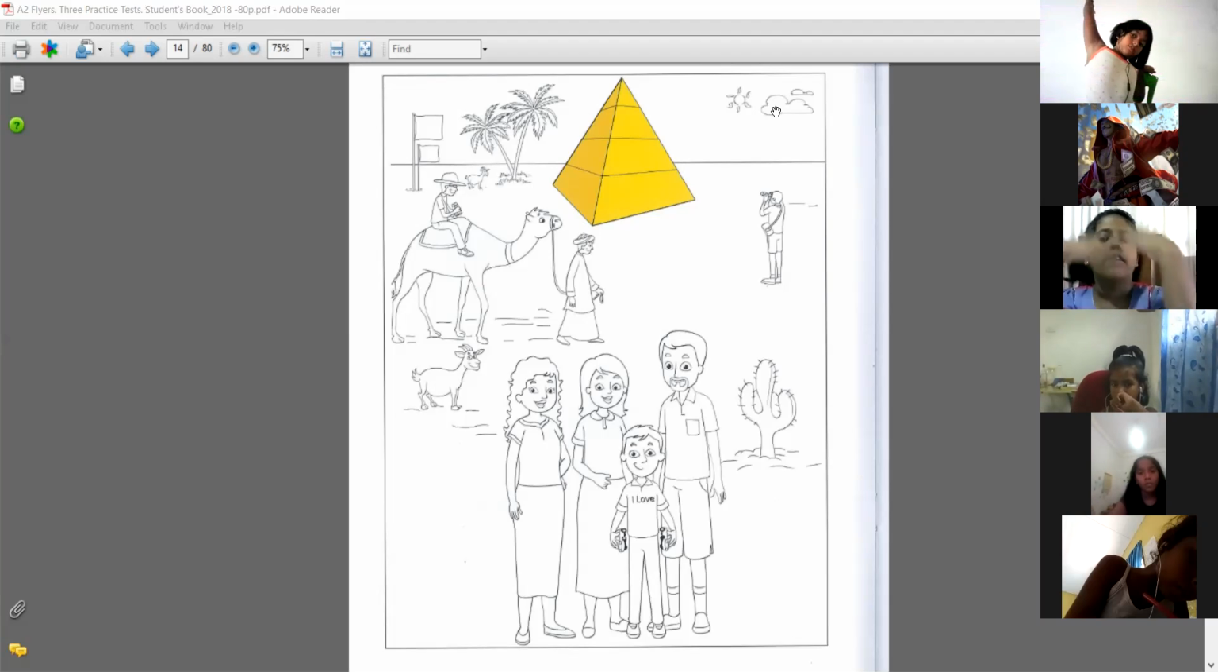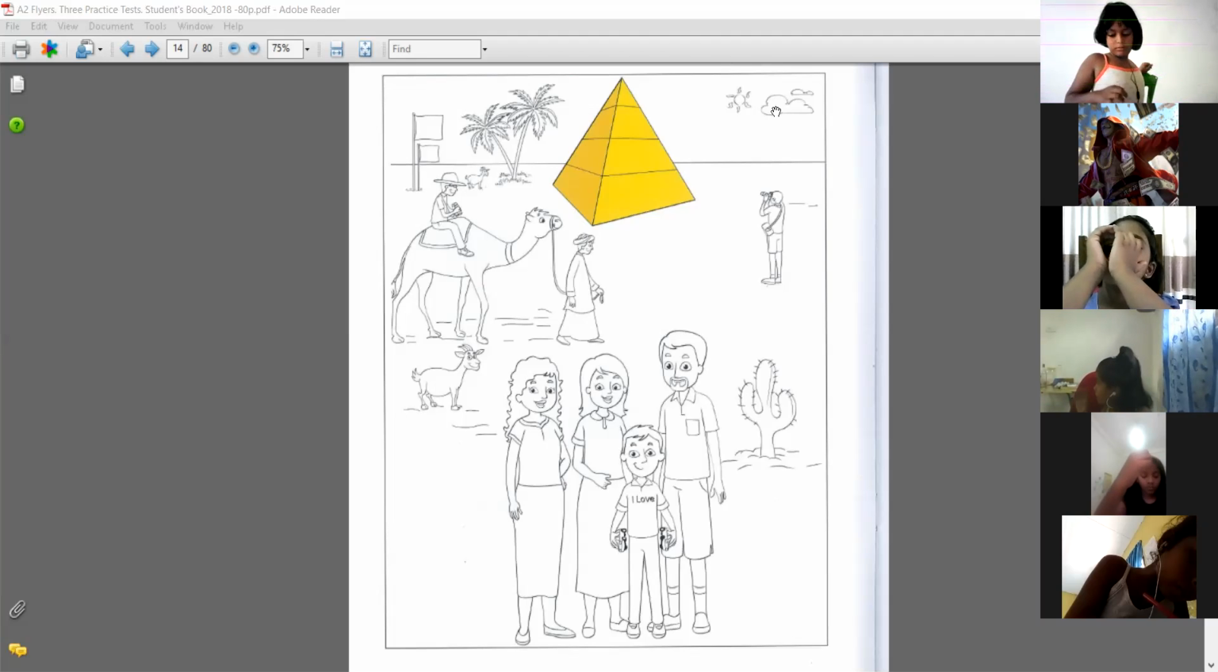What shall I color now? Can you see the two flags at the back of the picture? Yes. Shall I color the big one or the small one? Color the big one blue. Okay.